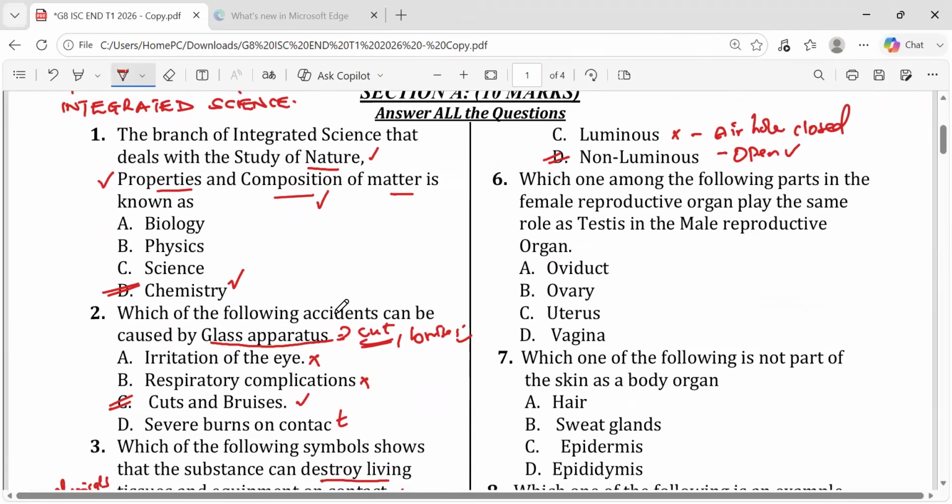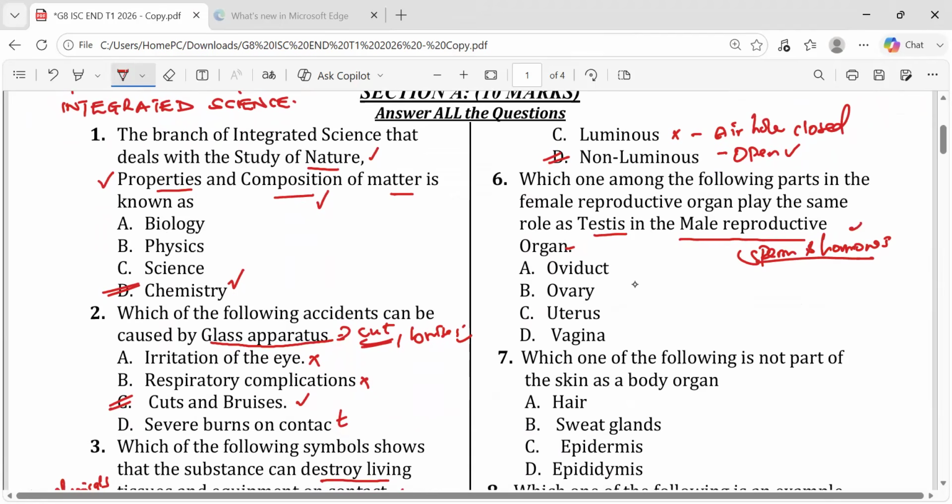Number 6, which one among the following parts in the female reproductive organ plays the same role as the testes in the male reproductive organ? So remember, the role of testes is to produce sperm and hormones.